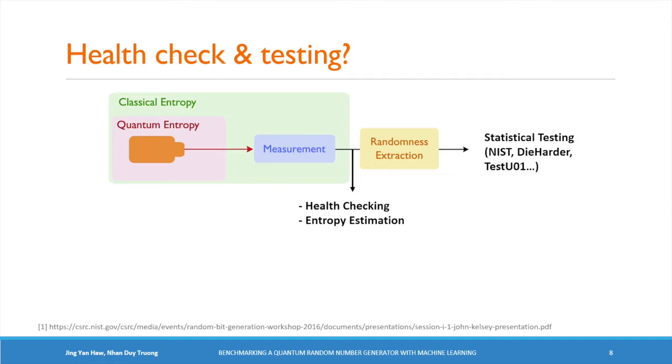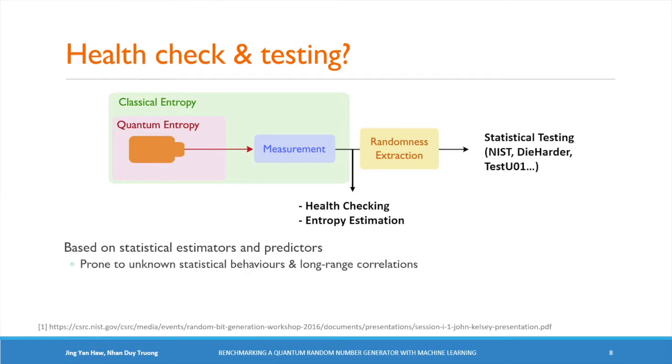Of course, one can rely on, say, health checking and entropy estimation for the raw data or for the final output. One can use statistical testing such as NIST, Dieharder, and so on. These methods are based on statistical estimators and also predictors. While they are robust, they are actually prone to unknown statistical behaviors and long-range correlations.